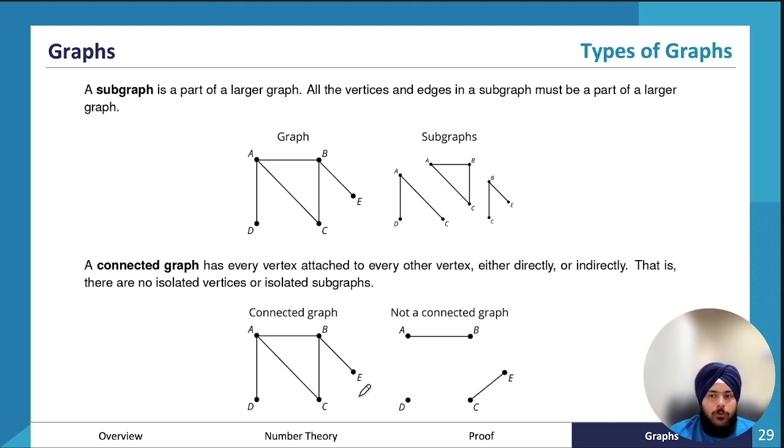And there is a rule for a connected graph. So the number of edges in a connected graph is always equal to the number of vertices minus 1. Sorry, not always. This is the minimum number of edges that we need. The number of vertices minus 1. Any more doesn't matter. Any less, it's not a connected graph.